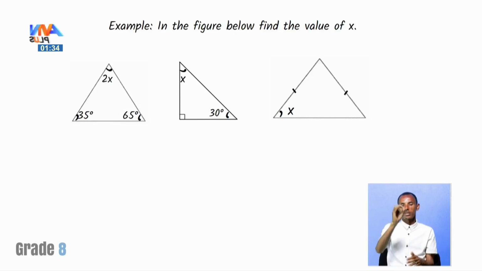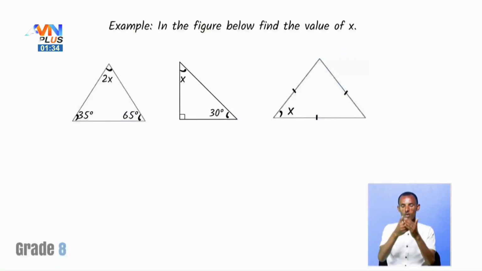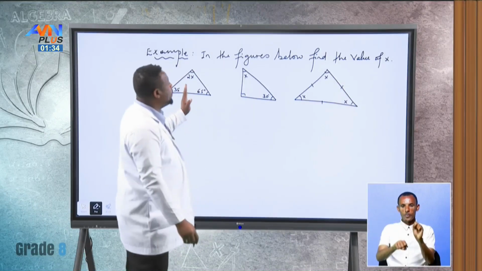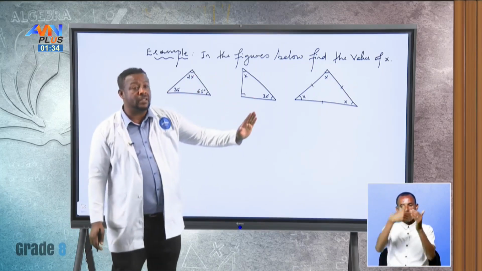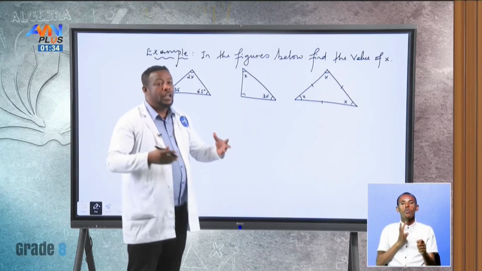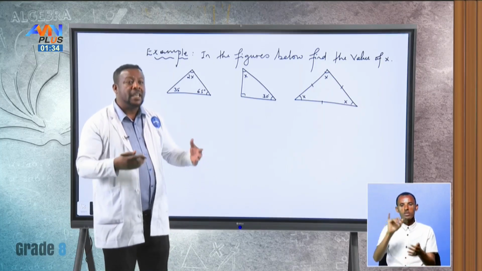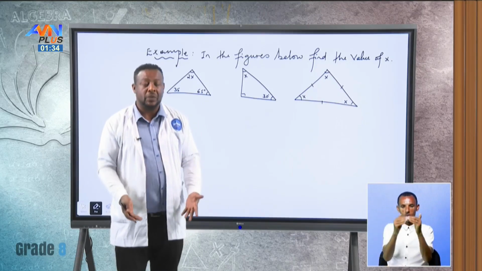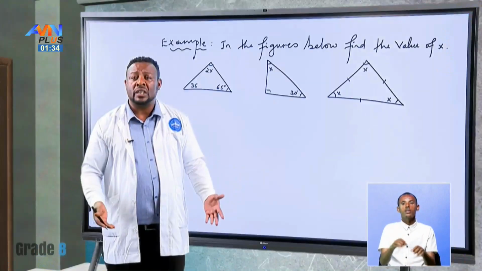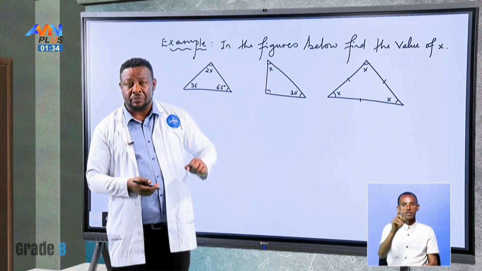Equilateral means all the sides are congruent and all the angles are congruent. So if you are asked to find the value of x in all these three cases, we need to apply theorem 5.1, the theorem that says the sum of the interior angles of a triangle is 180 degrees. This is the only thing you can apply to find the unknown variables in this case, right?